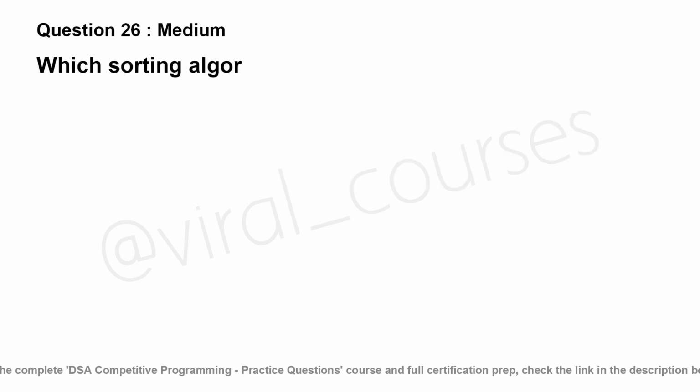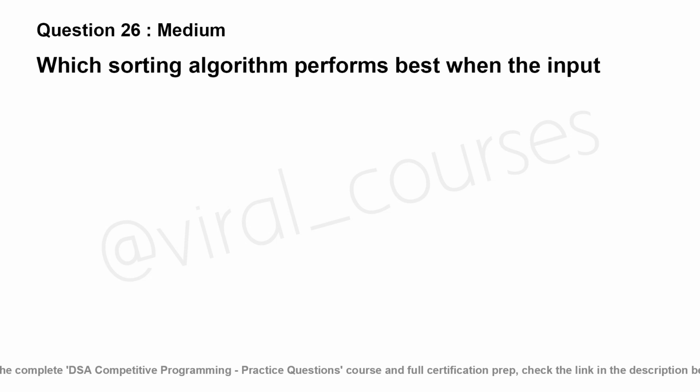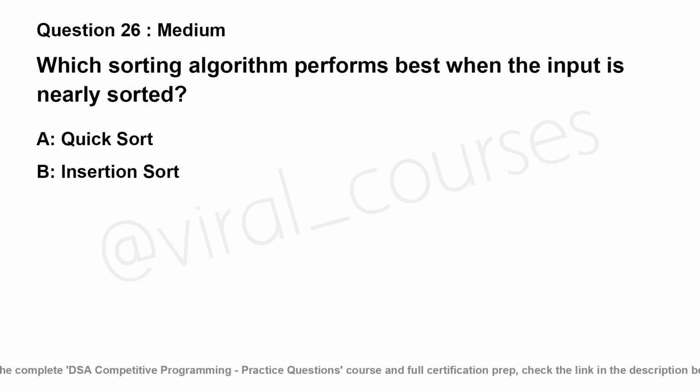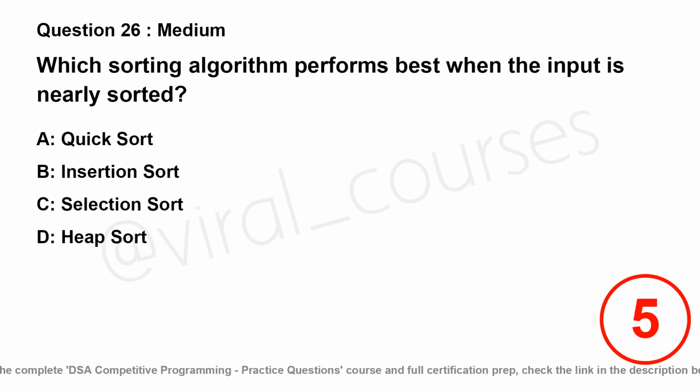Which sorting algorithm performs best when the input is nearly sorted? Option A, quicksort. Option B, insertion sort. Option C, selection sort. Option D, heap sort.